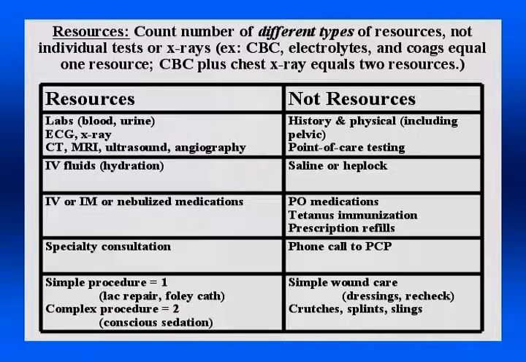Finally, let's look at procedures. Simple procedures such as inserting a urinary catheter or a nasogastric tube count as 1 resource each. Conscious sedation counts as 2 resources. Simple dressings and crutch walking, slings and splints do not count as resources. The ESI research team is asked many questions about this. Nurses comment that they take a lot of time and should be counted.